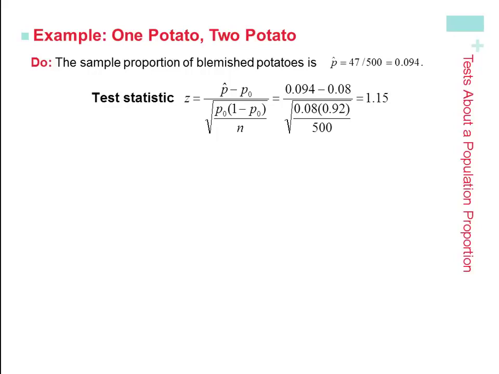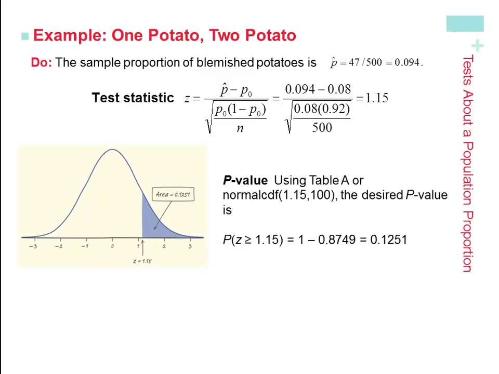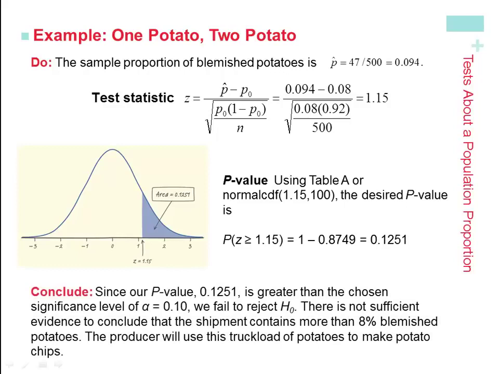To obtain the p-value, remember I'm worried about the proportion being greater than 0.08. So my calculation for the p-value is going to be the probability that z is greater than or equal to 1.15. Using table A or the normal calculation on your calculator, you get a value of 0.1251. In terms of the conclusion, since our p-value is 0.1251 and it is greater than the chosen significance level of 0.10, we fail to reject the null hypothesis.